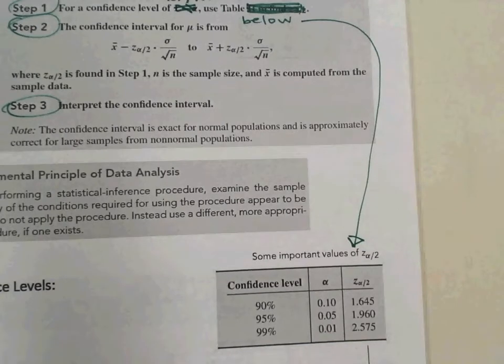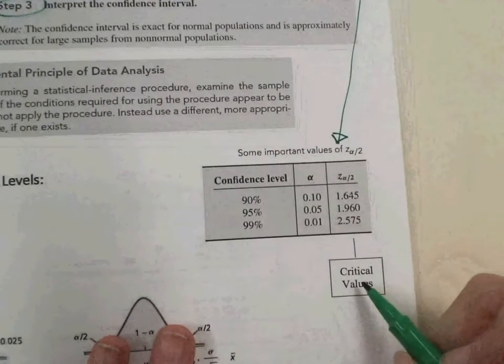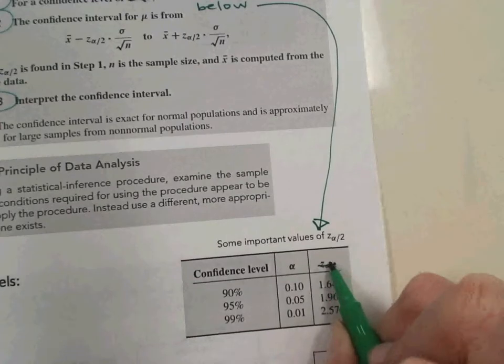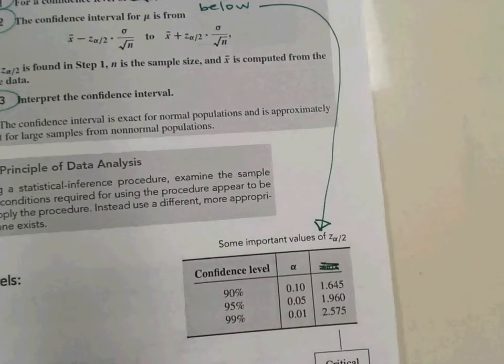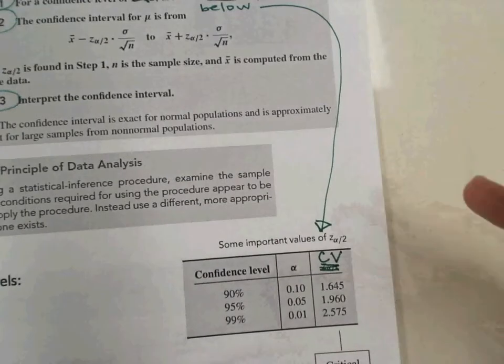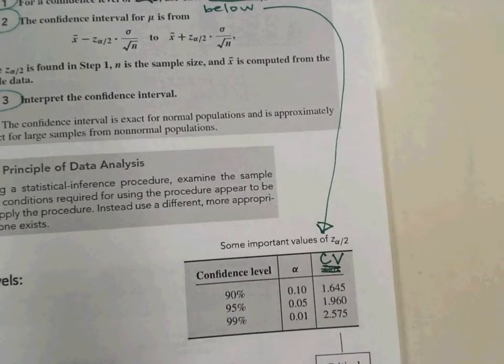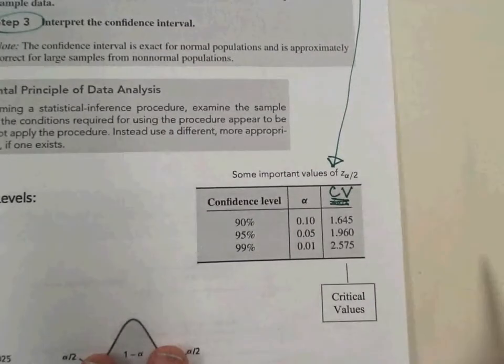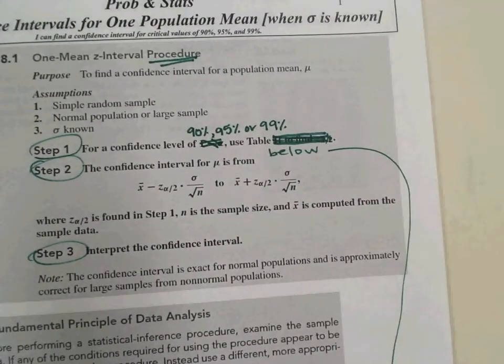So that's step 1. Step 1 is to realize what is the confidence level and what is the associated critical value. So we're not considering these z sub alpha over 2 values. It's really interchangeable. There are critical values, or CV, and you can see it says critical values underneath, right there. So that's step 1, figure out your critical value.